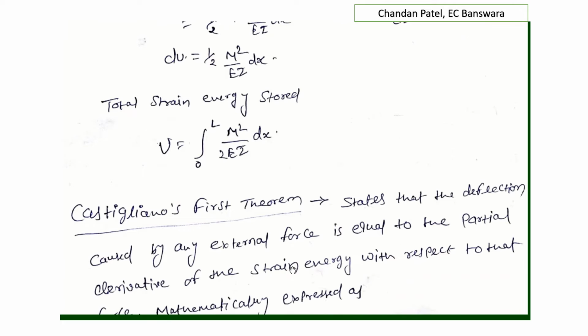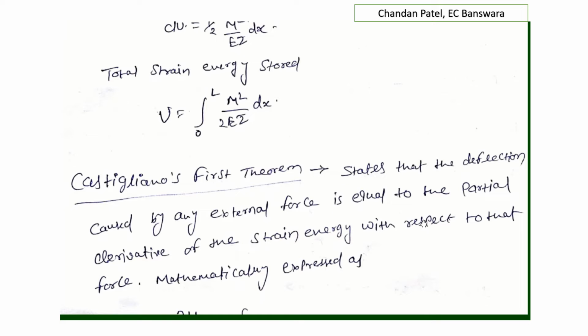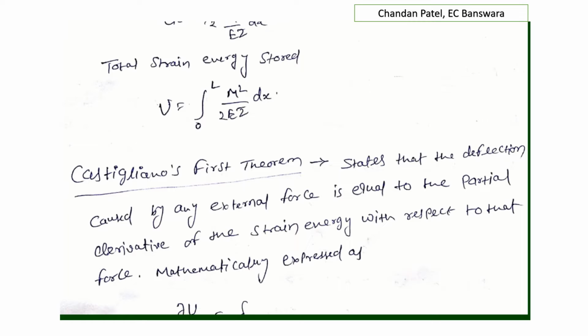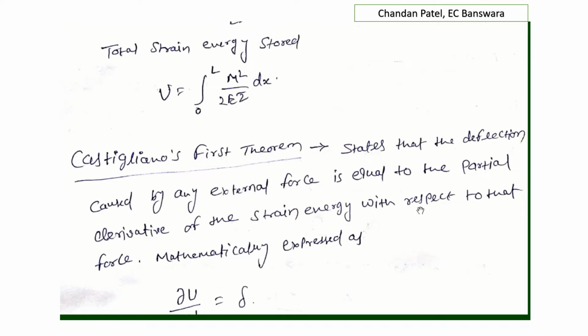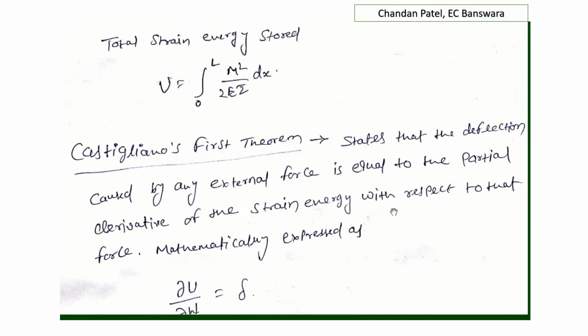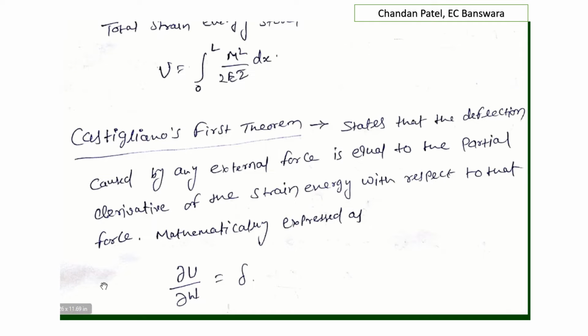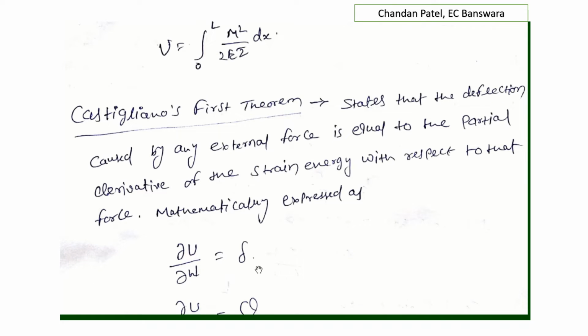Now Castigliano's first theorem. The concept of elastic strain energy can be very useful in the study of deflection of various points of a structure under load. Castigliano's first theorem states that the deflection caused by any external force is equal to the partial derivative of the strain energy with respect to that force, mathematically expressed as dU by dW equals delta.